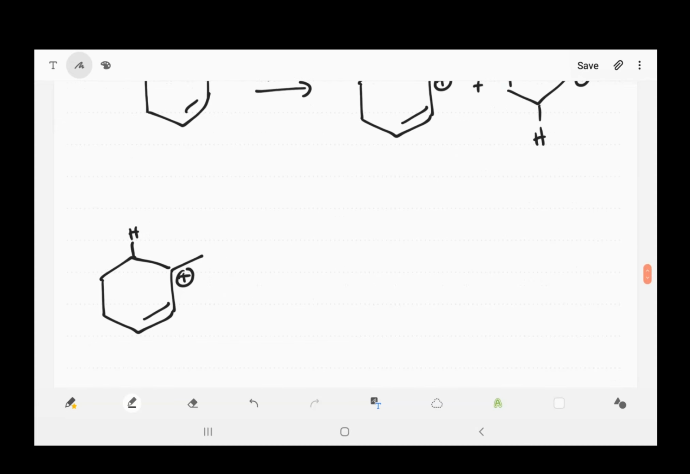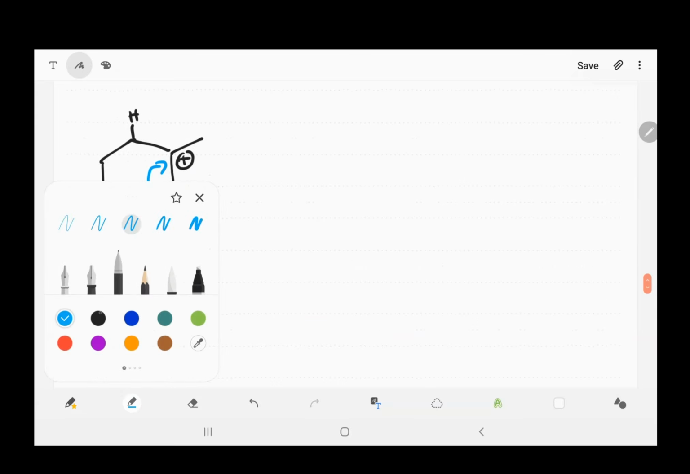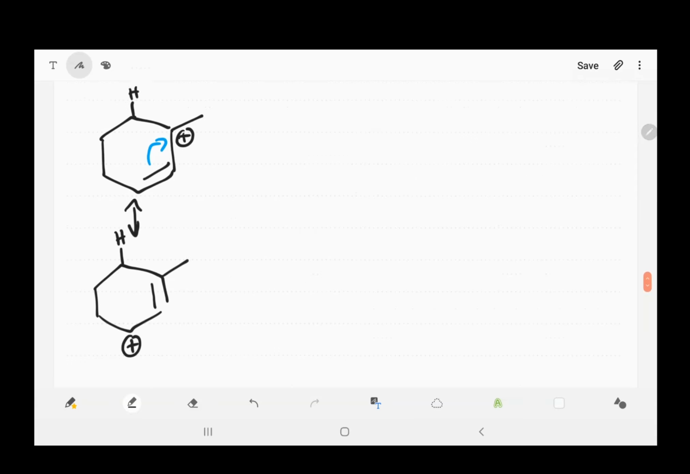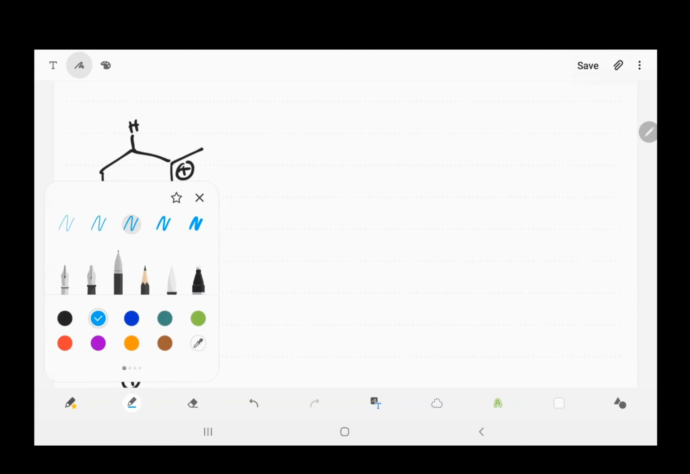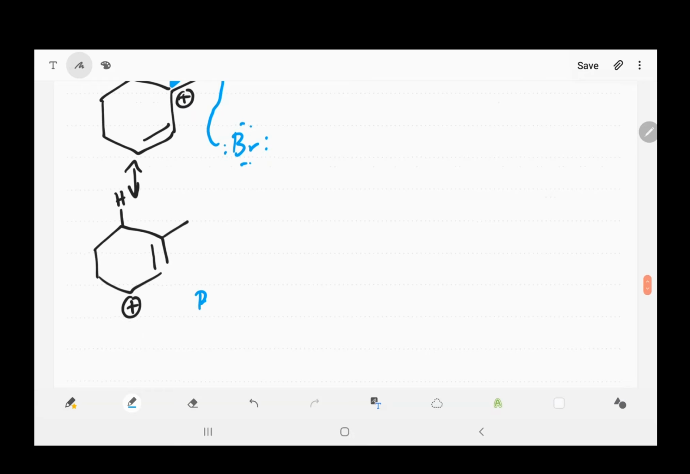Just like before, we can resonate this. If we resonate this molecule, we can end up moving our double bond. And now we have our carbocation on the bottom. I'm going to erase that arrow because we're going to have our bromines coming in and I want to do those. Just like before, we have two options. We can attack from either resonance form. So we can go ahead and go on there, or we can say, okay, we're going to go on here.